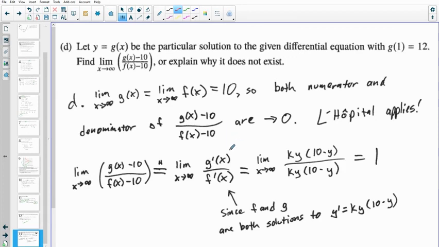So I applied it, and when I did that, we just had g prime over f prime. Because g is the particular solution, and f was a particular solution that we were told before, both are solutions to the differential equation, so their derivative is the dy dx that we were given. Since those are both the same, the ratio of those two is 1. And so the limit is 1.